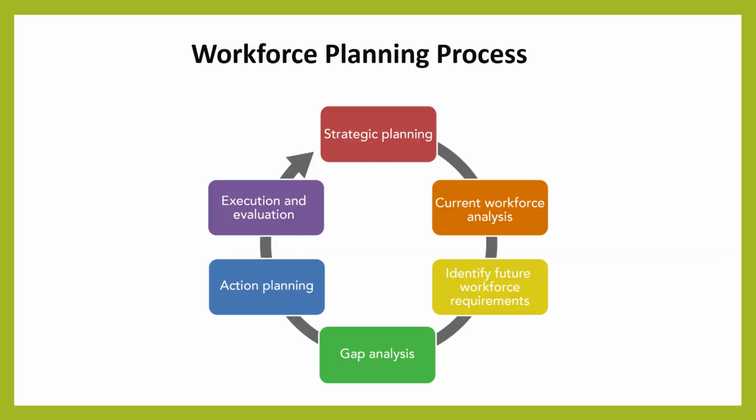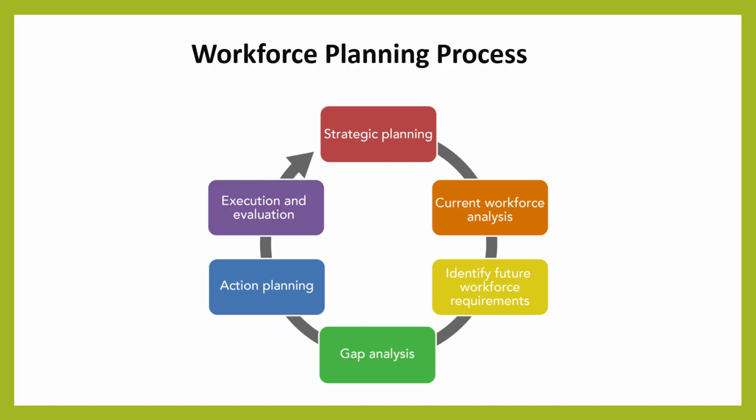Traditional workforce planning process. Traditionally, companies follow a structured 6-step workforce planning model. 1. Strategic planning. Align workforce needs with business strategy. 2. Assess current workforce. Understand existing headcount, skills, and productivity. 3. Identify future workforce requirements. Estimate future manpower based on business forecasts. 4. Gap analysis. Compare current workforce with future demand to identify shortages or surpluses.